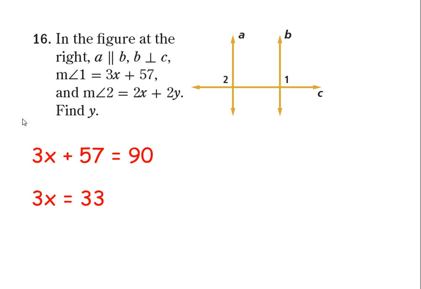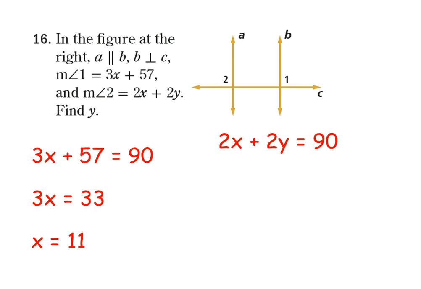We subtract 57 on both sides, then divide by 3, and get x is 11. But we're not asked to find x, we're asked to find y. Now that we know what x is, we can find y. We're going to take this x of 11 and plug it in right here. I'm going to say that 2x plus 2y equals 90. Where does this 90 come from? We know that angle 2 is also 90 degrees.